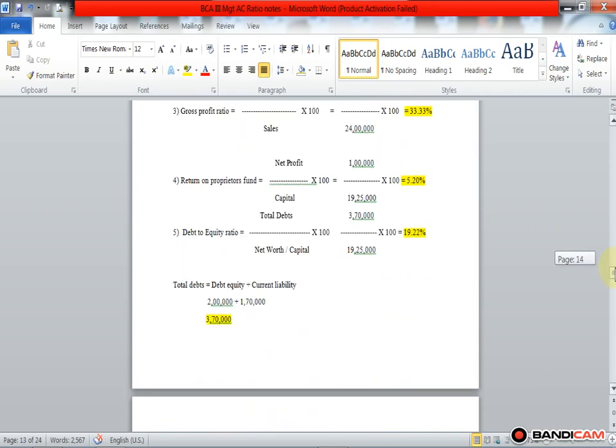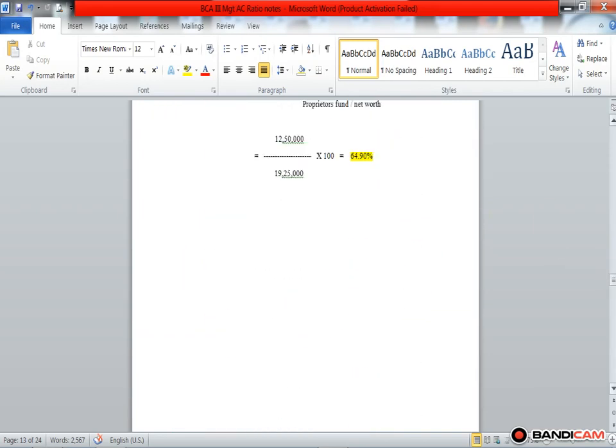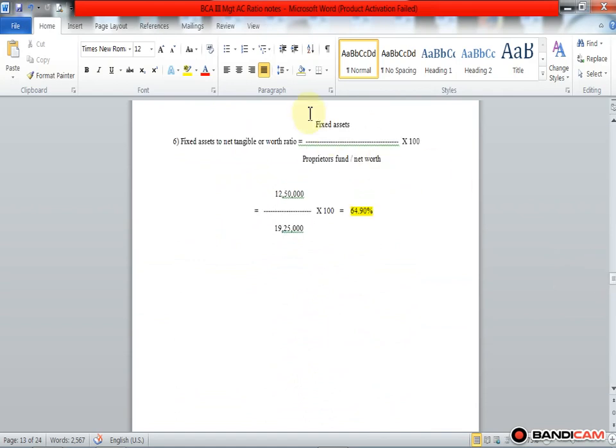So the only change is here. Okay, fixed assets, here we make a change. Fixed assets is erased and we take the total of current assets. So here the formula for calculating which ratio, so current assets to proprietor fund ratio.